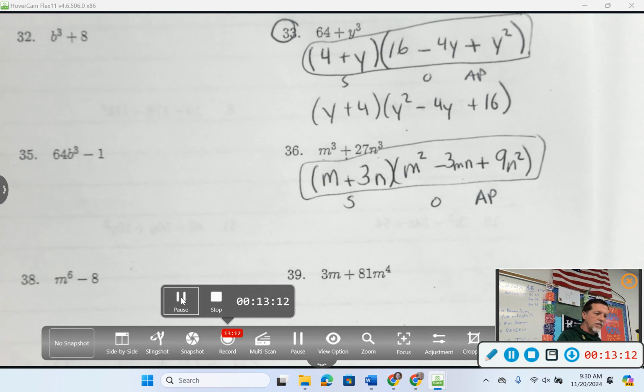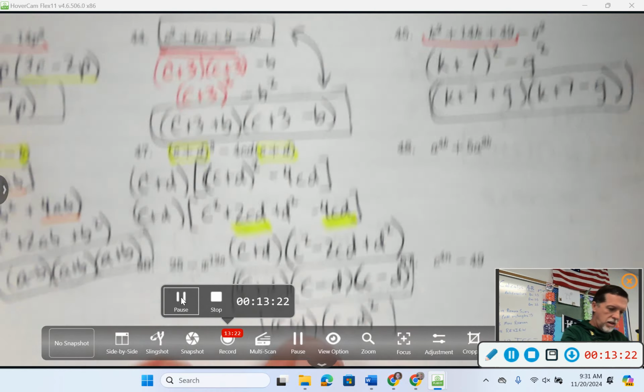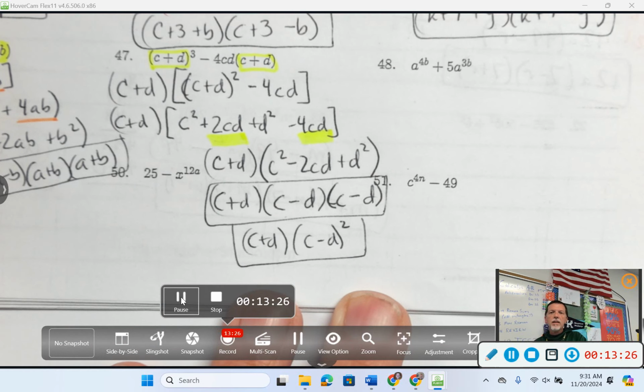Good questions. Definitely hit everything I wanted to hit. Anything else? Karis? 48. Yes. 48. Let's see. Did you have a thought or an attempt on 48? What'd you try? I couldn't figure out what to factor.